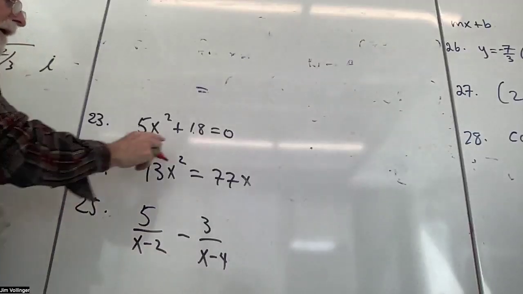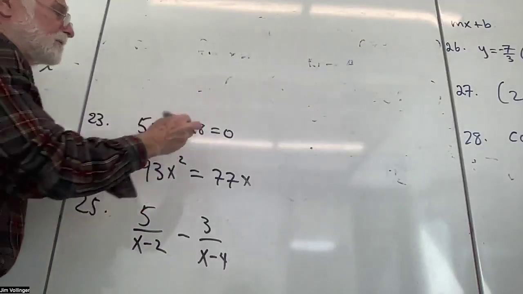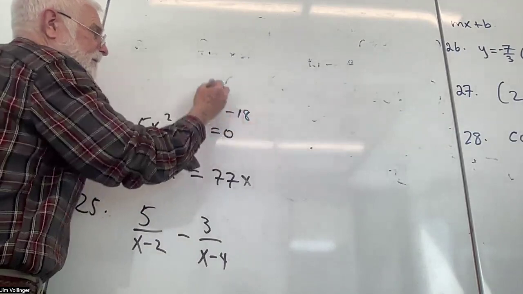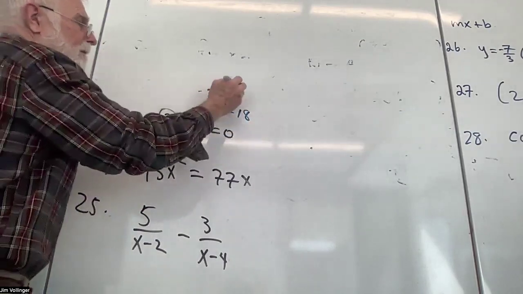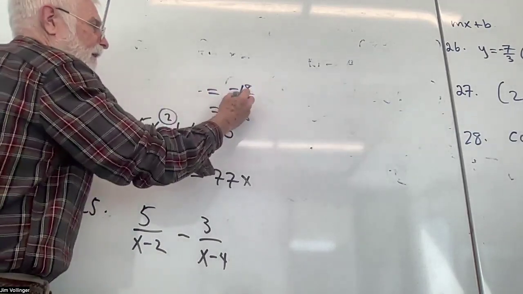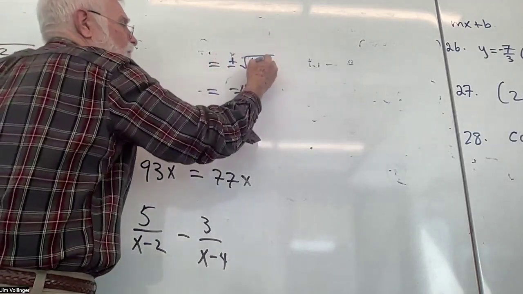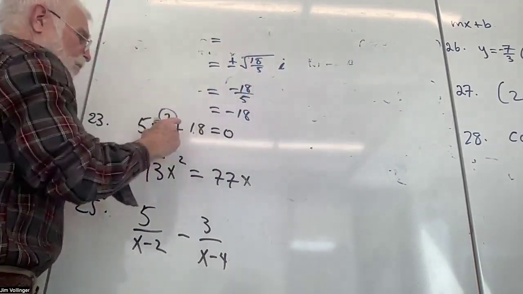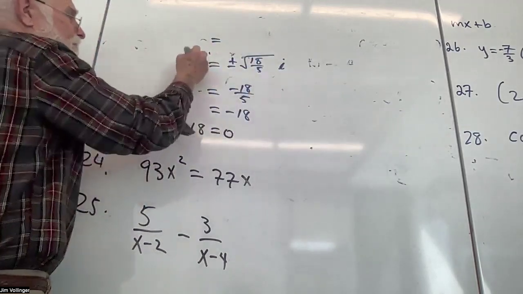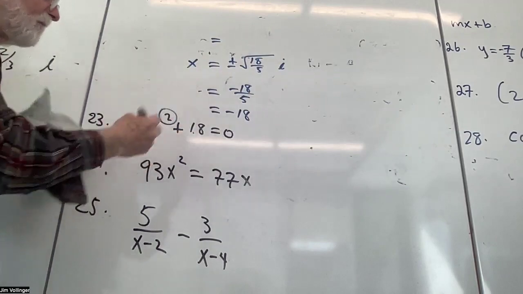All right. How do I solve this? I hope your brain does the following. Minus 18. Two answers. Minus 18 divided by 5. Plus minus the square root of 18 over 5. Imaginary. Oh, that's it. We're done. There was nothing. That's already in graphing form.